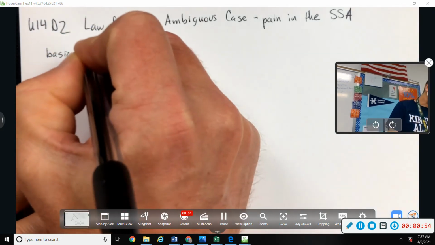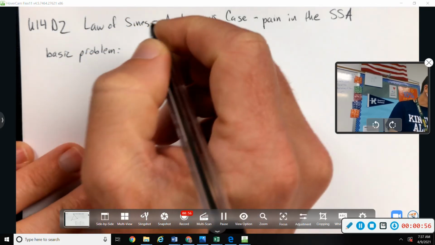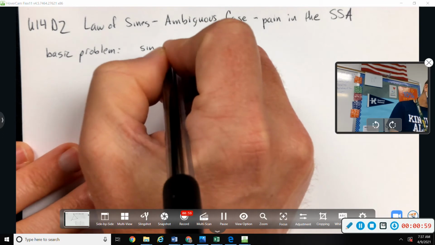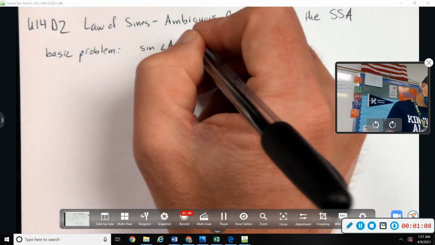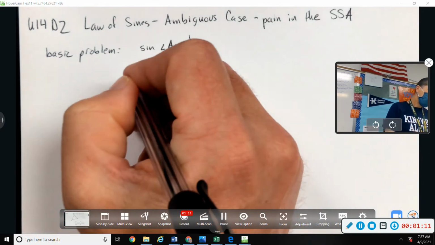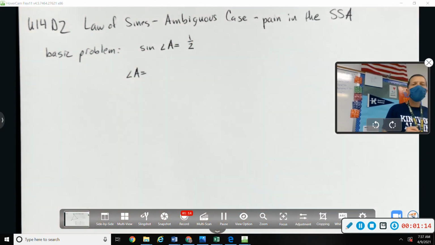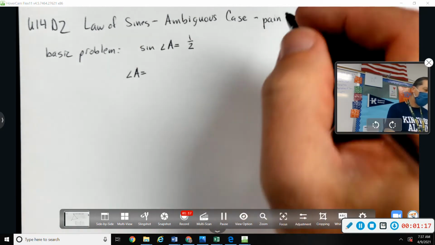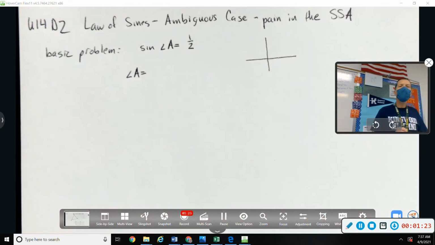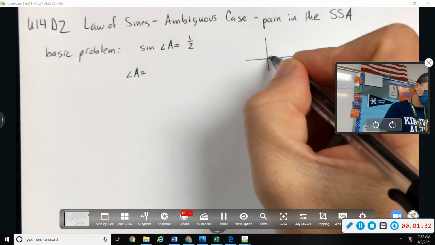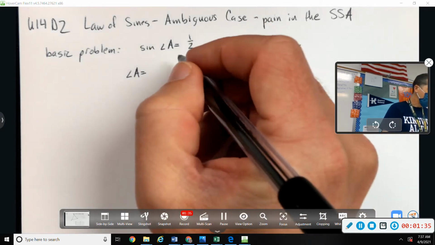Let's back up a little bit and get to the root of the problem here. The basic issue comes from this. If the sine of angle A is 1/2, all right, unit circle experts, if the sine of A is 1/2, think about the unit circle. What angle might that happen in? Pi over 6. What is that in degrees, since we've been doing degrees? So yes, it is pi over 6. What's that? 30.